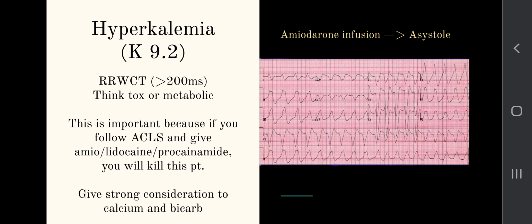So this patient's serum potassium level was actually 9.2. So really, really wide complex tachycardia, greater than 200 milliseconds. If you see that, think tox or metabolic. This is important because if you follow ACLS and give amio, lidocaine, or procainamide, you will kill patients just like this. Give strong consideration to calcium and bicarb.